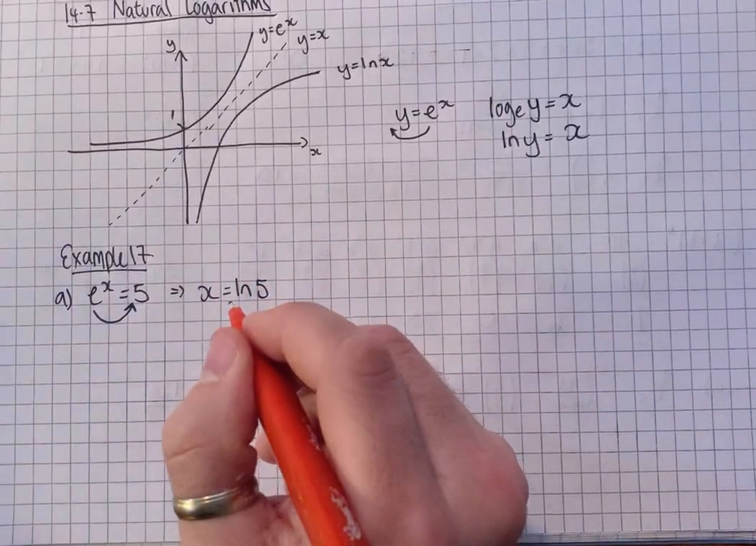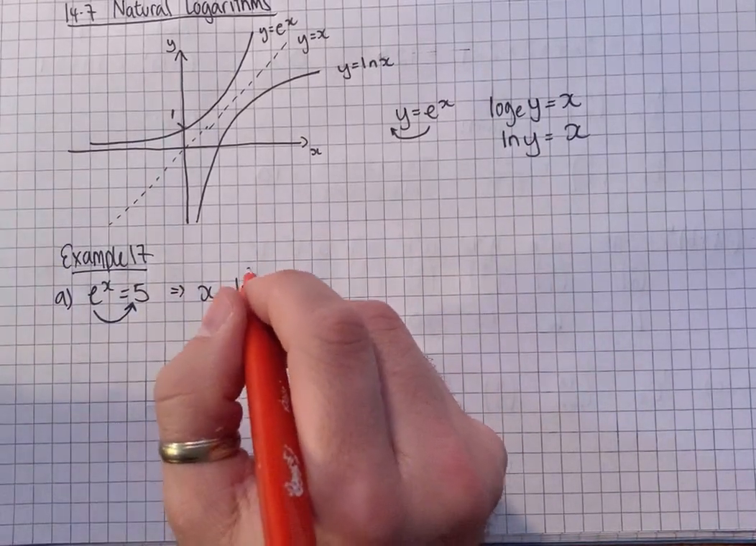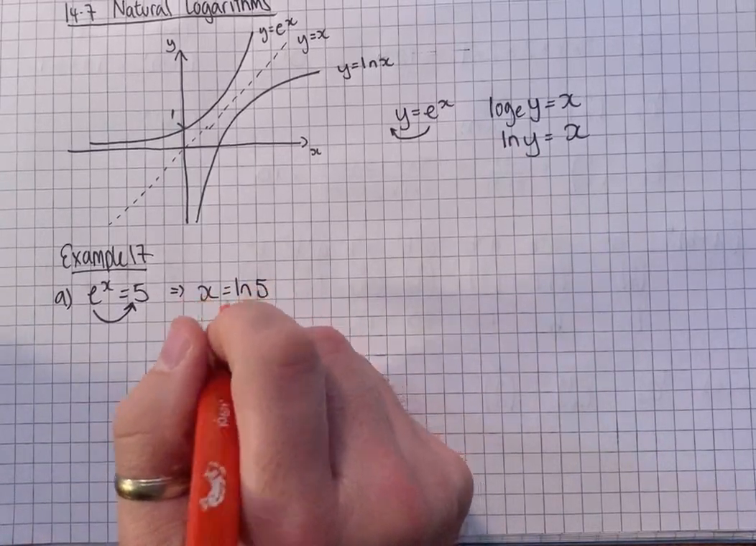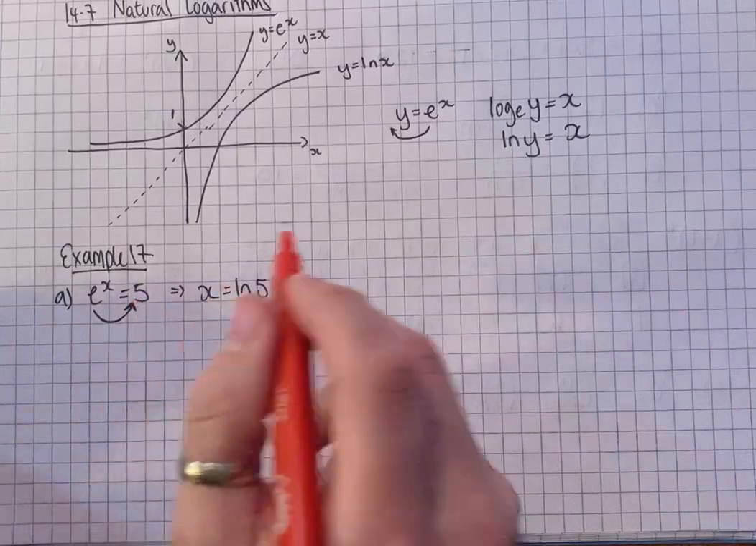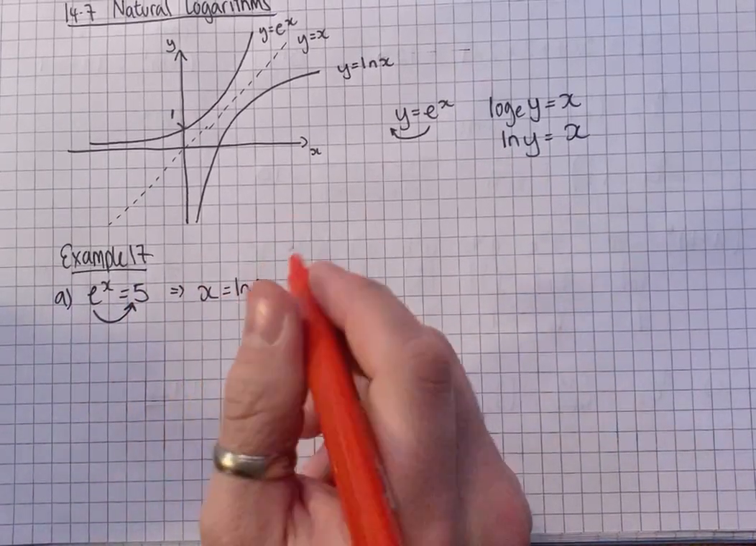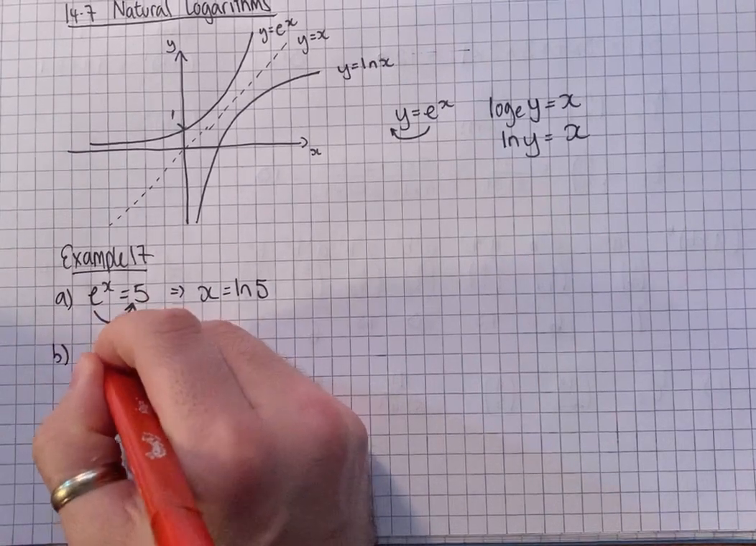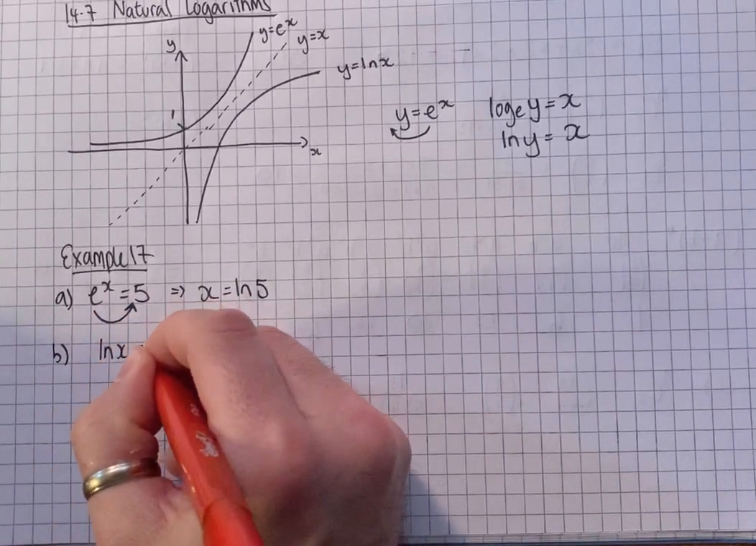Now if it ever says work out the exact value, which it does in this question, you leave it like that. You don't put it into the calculator. Exact means leave as log, leave as e. Don't mess around with it. Don't use a calculator.